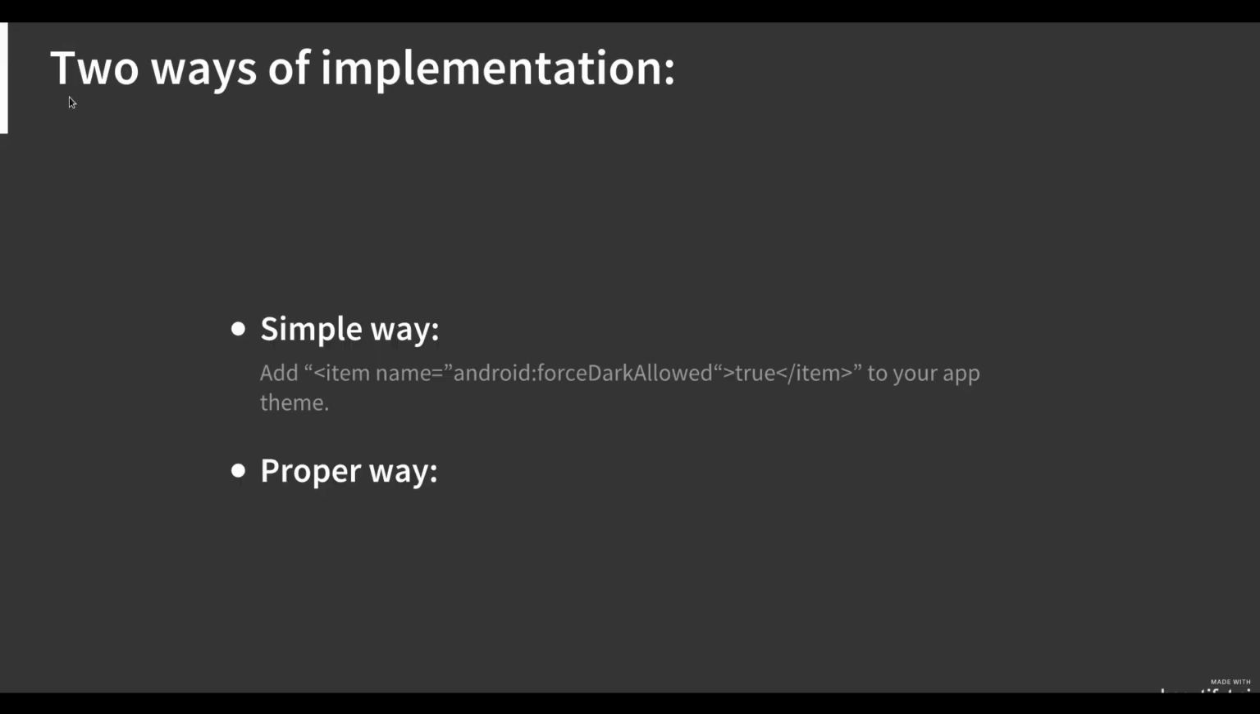There's actually a very simple way to enforce dark mode to your application. You just have to add the parameter force dark allowed and set it to true in your app's theme, and Android will choose the dark counterparts of what you've already used in your app. But the colors aren't always appealing and you have no control whatsoever. I'm going to show you another method, which would be the correct way of doing this.